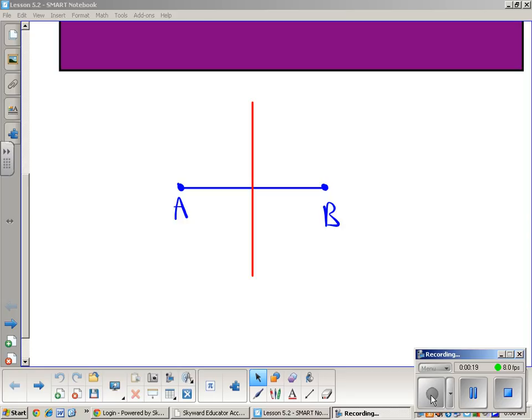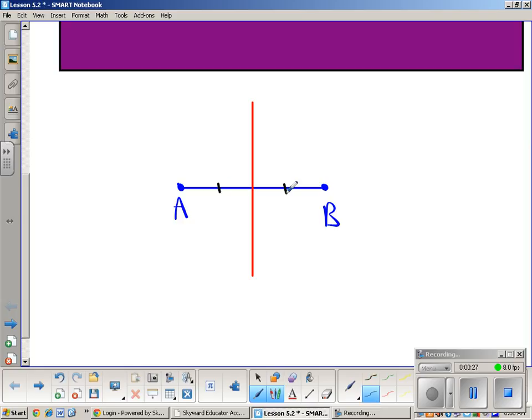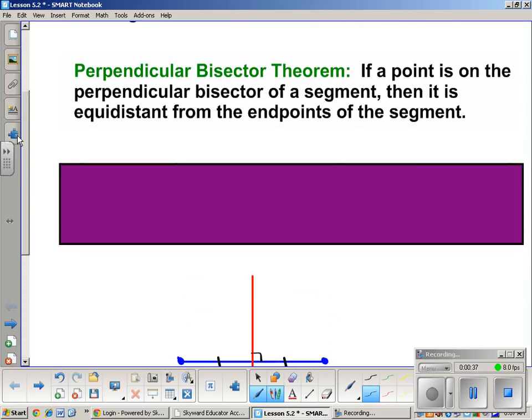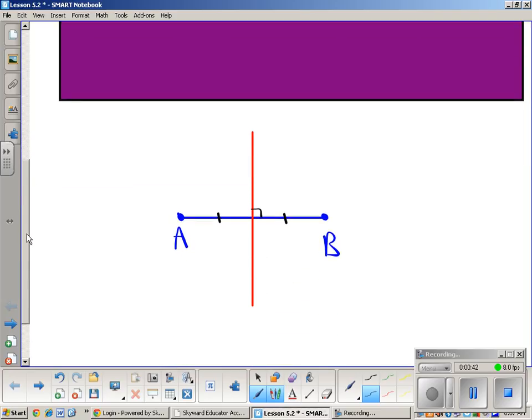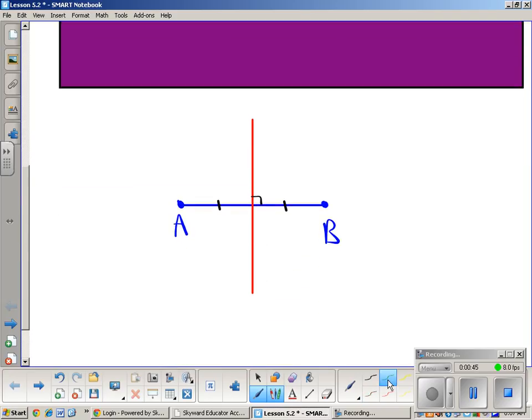So in this picture, the red line is going to represent a perpendicular bisector. That means that these two segments are equal, and this is a right angle. So it's a perpendicular bisector. What this theorem is saying is if any point is on the perpendicular bisector of a segment, then it's equidistant from the endpoints of the segment. So if I pick this point right here, the distance from there to there is equal to the distance from there to there.